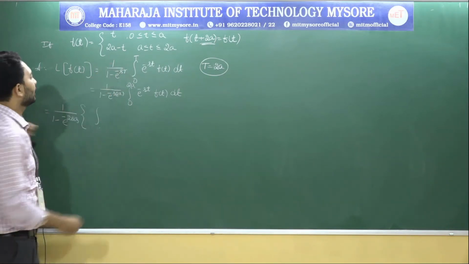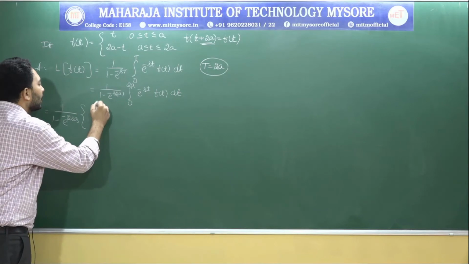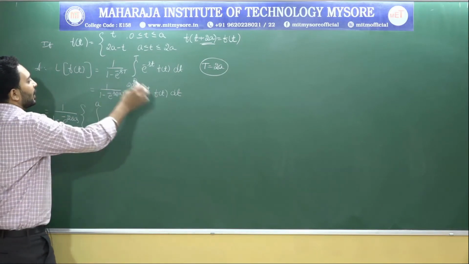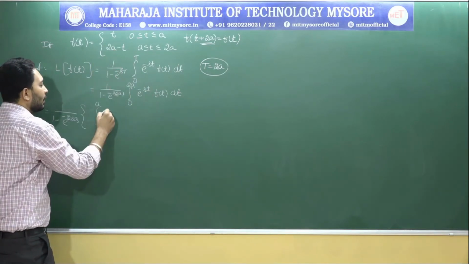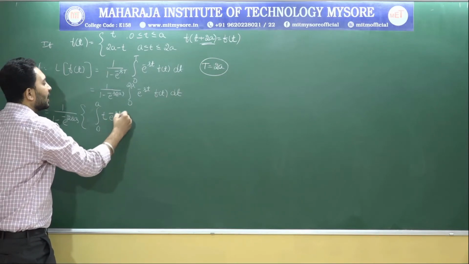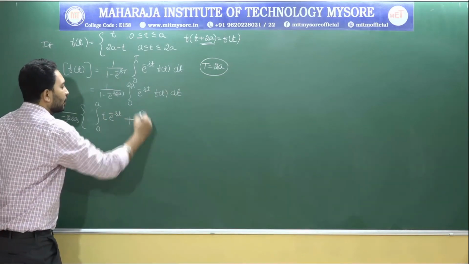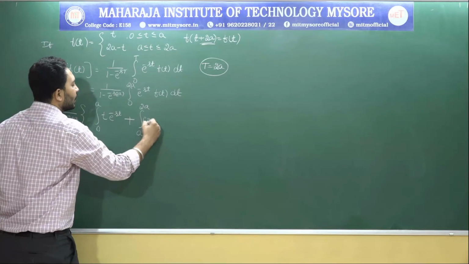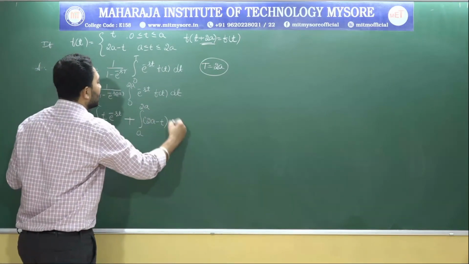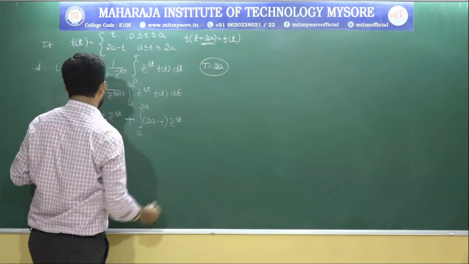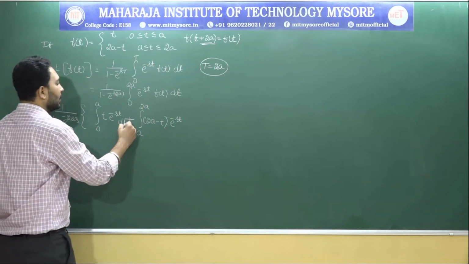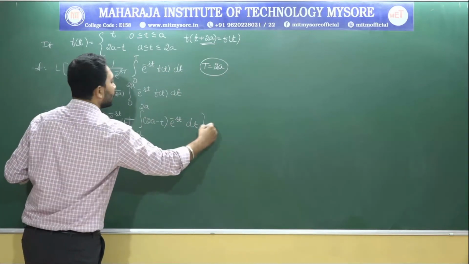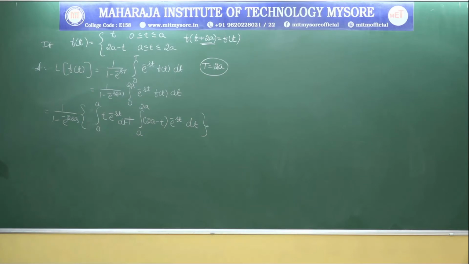So 0 to 2a, we have 0 to a and a to 2a. So for 0 to a, e power minus st into f of t, which is t, so t into e power minus st dt, plus for a to 2a, it is 2a minus t into e power minus st dt. So we need to solve this, with 1 over 1 minus e power minus 2as outside.